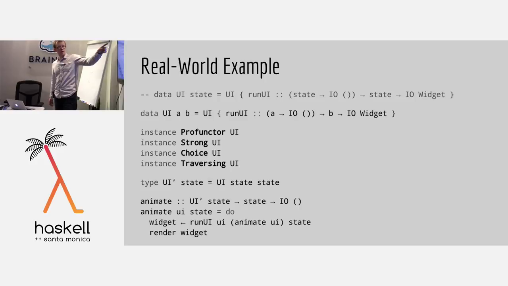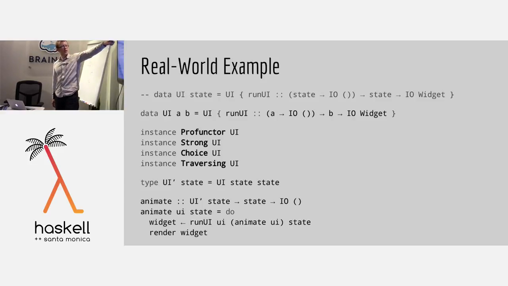So I wanted to define a type of user interfaces. I defined this, did I get this the wrong way around? I think my A and B are switched here. Sorry, I did this kind of last minute. I think this A and B should be switched. Is that right? Yeah, they're the wrong way around. Okay.